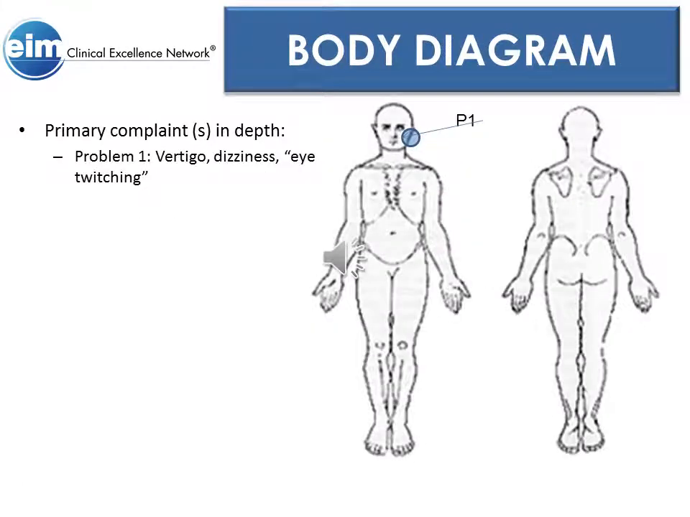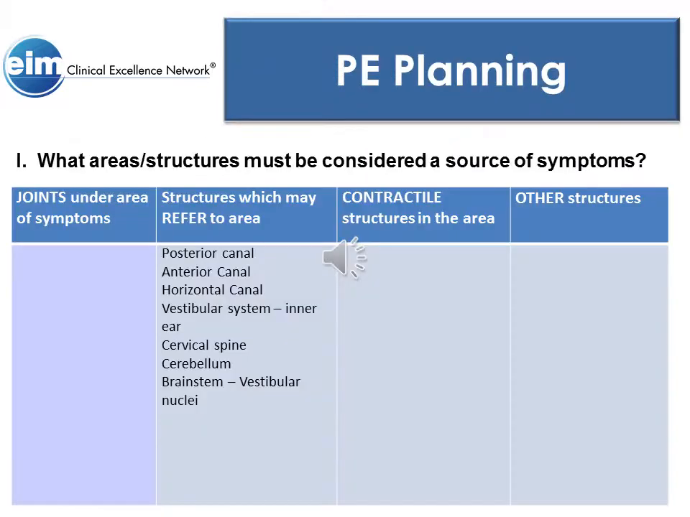Okay, so on the body diagram we only have one area, and I kind of just pointed to the head because it's near her left ear. As you can see from the body diagram, we have only one primary complaint or one problem, which is the vertigo, dizziness, and eye twitching. Later we'll find out through the objective exam that it was the left inner ear vestibular system.